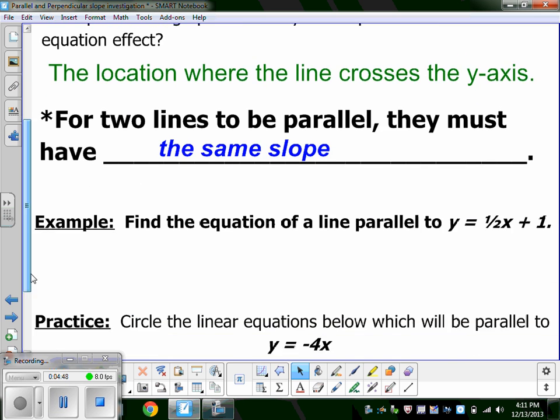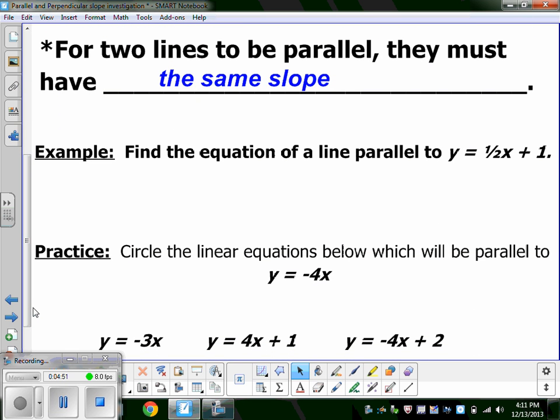Let's put this to use. Without actually graphing this linear equation, y equals 1/2 x plus 1, we can create an equation that is parallel. All we need to know is our slope. And we have to make sure that our new equation has the exact same slope. Pause the video now and attempt to create at least one line, the equation of at least one line that will be parallel to the line y equals 1/2 x plus 1.